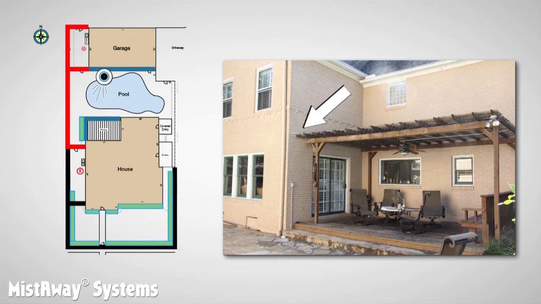It might be a good idea to also install a couple of nozzles underneath the deck, as that is a likely harborage area. Now let's move over to the east side of the backyard.